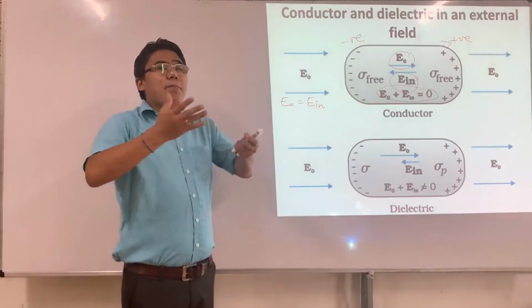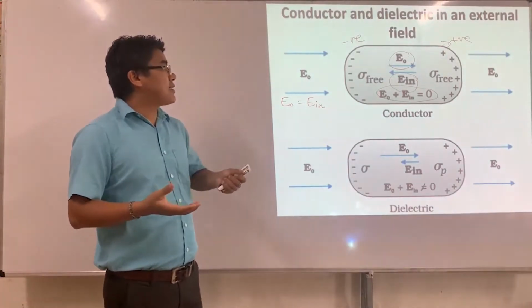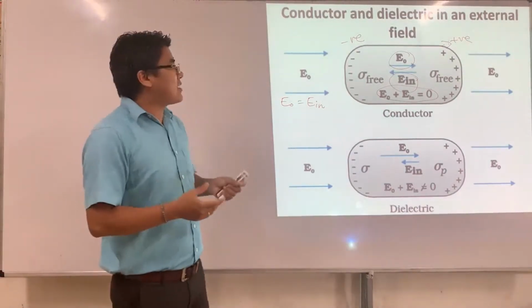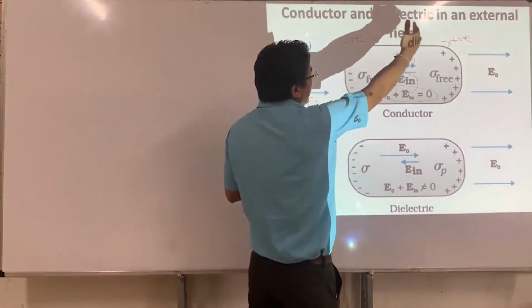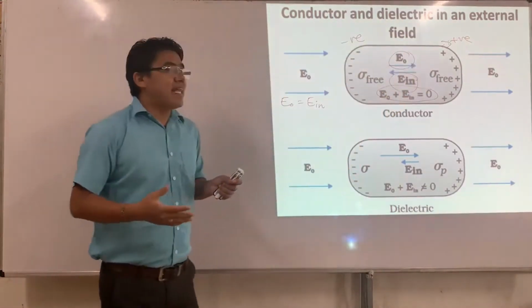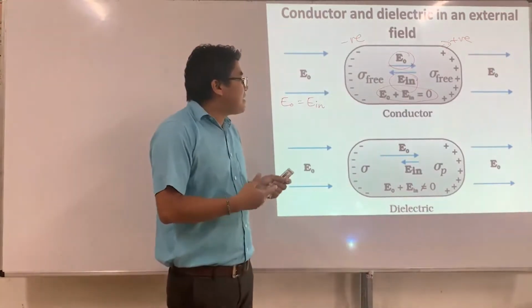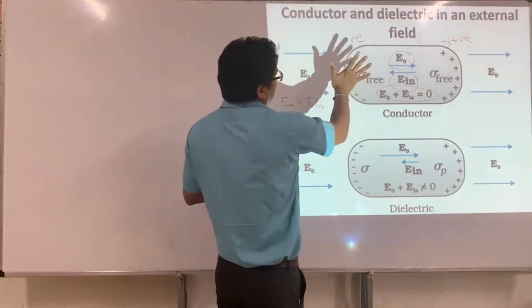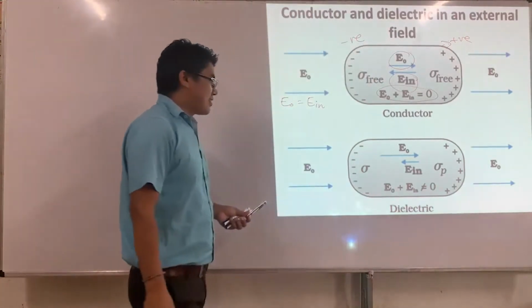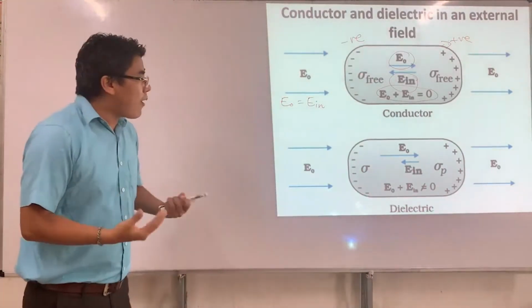So when you apply electric fields, depending on the strength of the electric field, there will be positive charge at one side, negative charge at the other side, and the electric field inside the conductor remains 0. So this is what we have in the case of conductors. Now the point is, what about a dielectric?